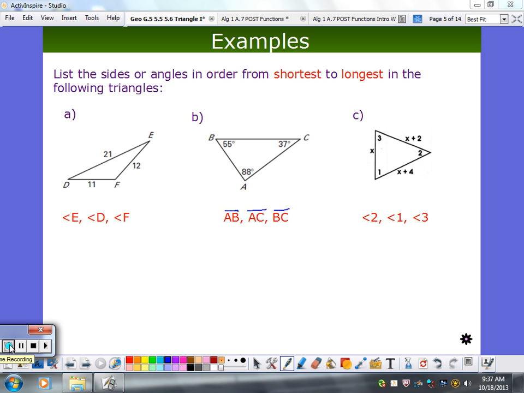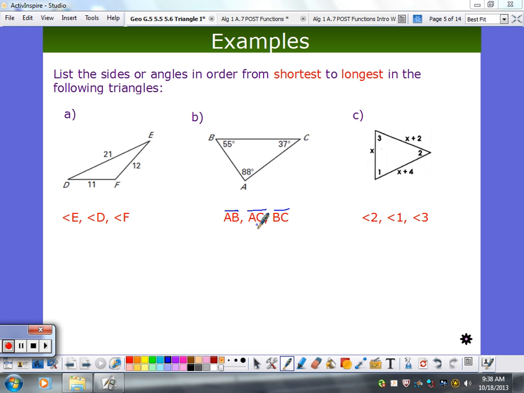Okay, let's talk about this. How do we do with A? I got angle E is less than angle D is less than angle F. Yeah, I got a thumbs up. Questions on that? For this one, AB less than AC less than BC. I'm getting more thumbs up. Ask the question if you haven't. How about this last one? Did you have trouble with this one? I got angle 2 less than angle 1 less than angle 3.